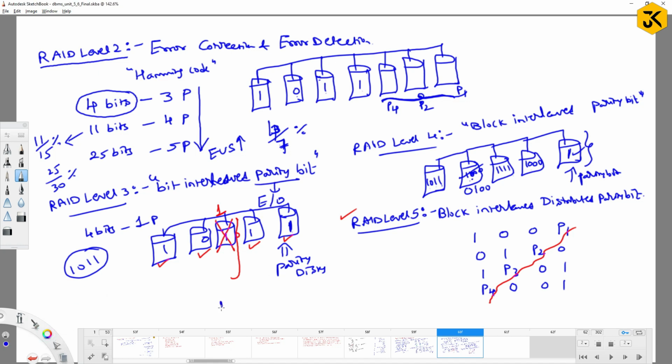And coming to the final level, RAID level 6, which says that if a particular parity bit is lost, or the disk holding the parity bit is lost, how can we compute it? We need to compute it again, right? For example, if I say 0 1, what is the value here? To make it even, I have to place the value as 1.